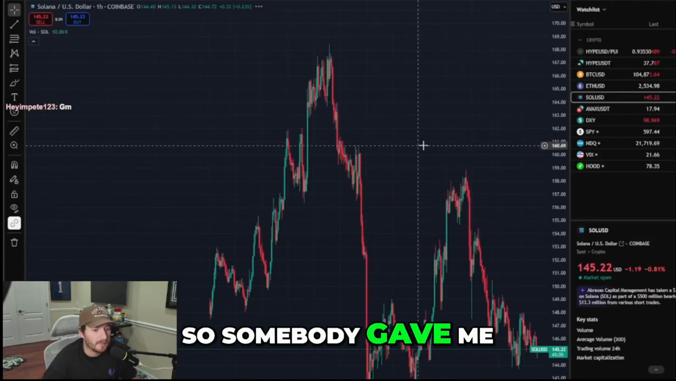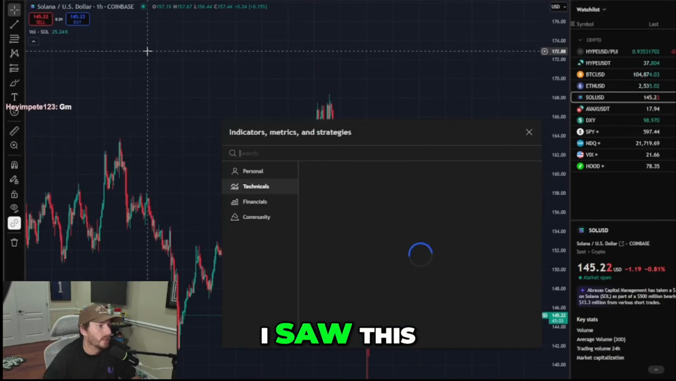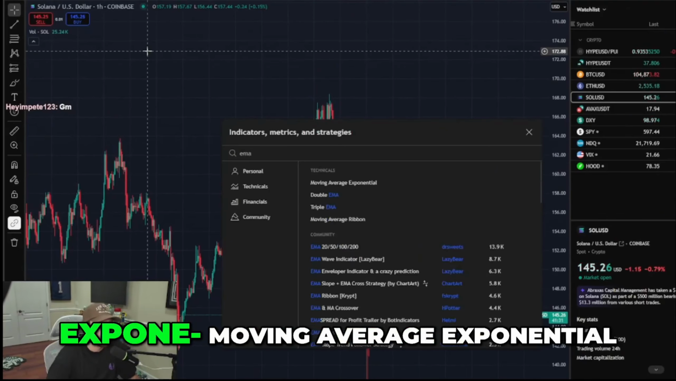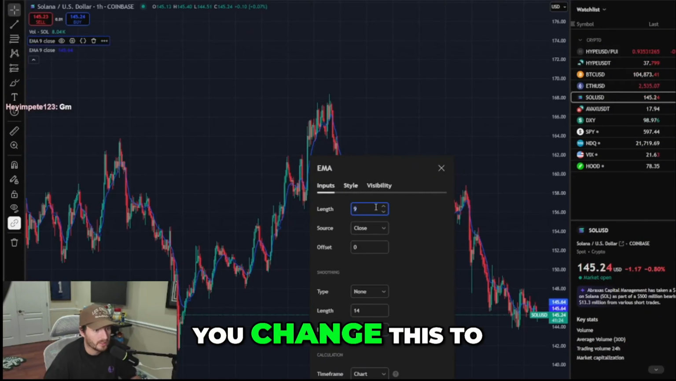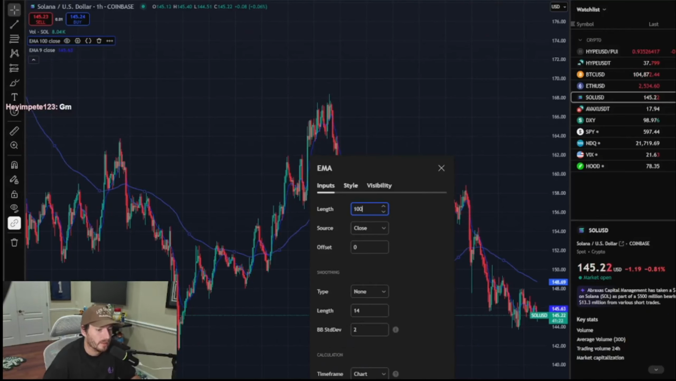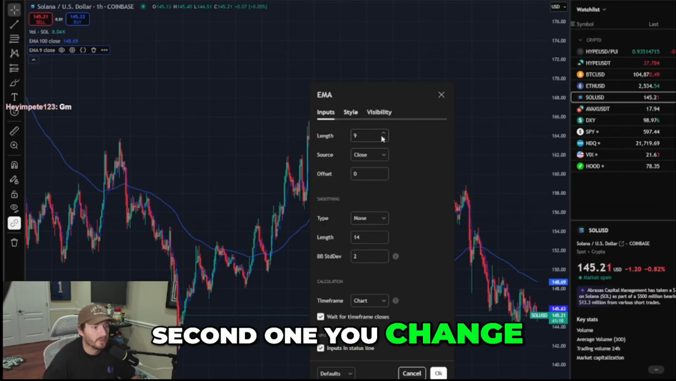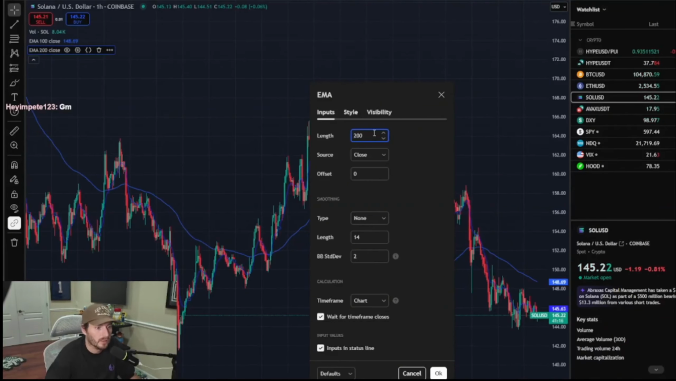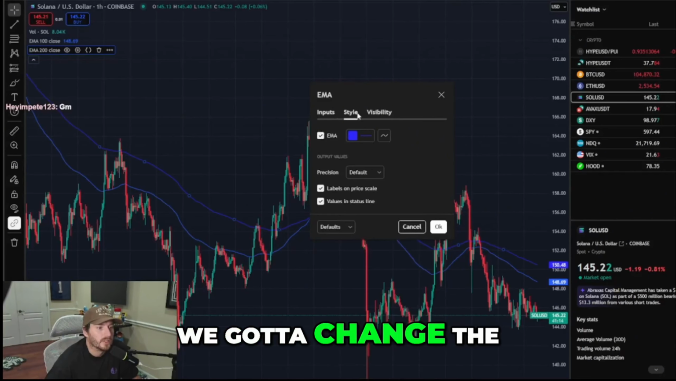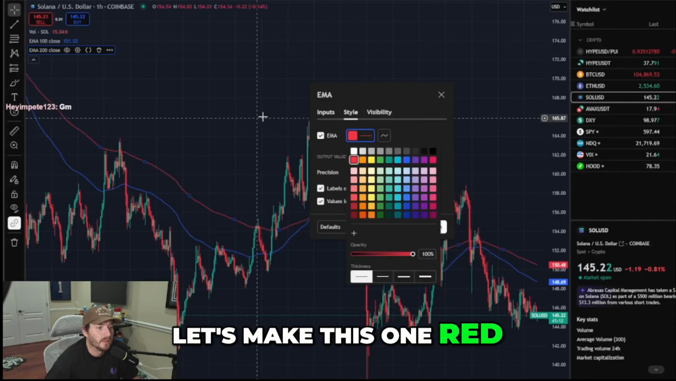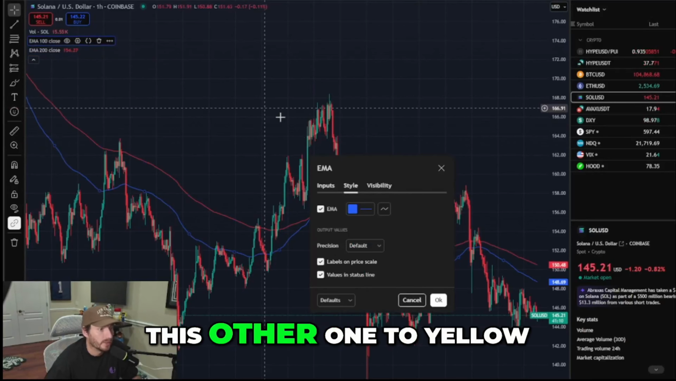So somebody gave me this alpha, right? I saw this. They're using the moving average exponential. They use 2 of these. You go into settings. You change this to length 100. Second one, you change it to length 200. We got to change the color on this one. Let's make this one red. And we're going to change this other one to yellow.